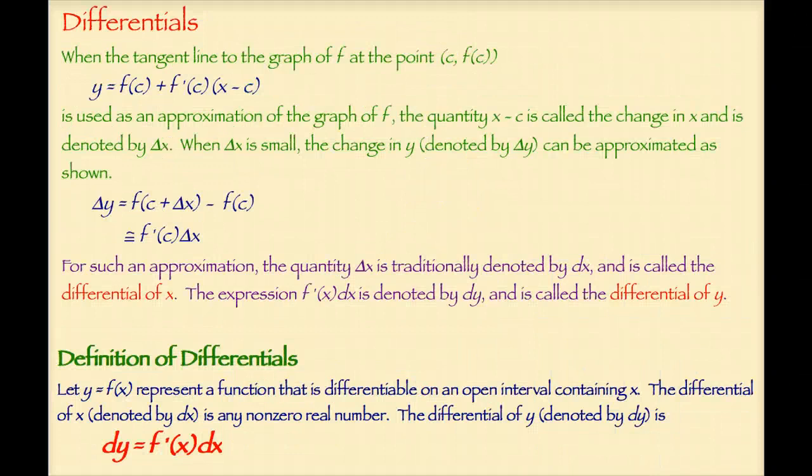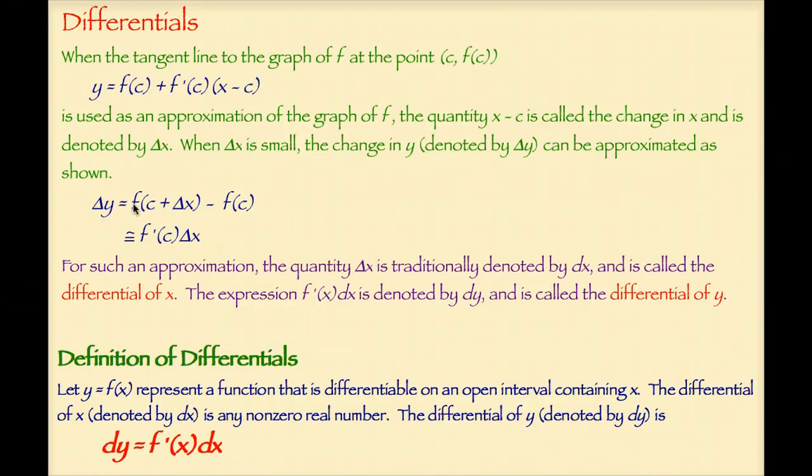Now let's talk about differentials. When the tangent line to the graph of f at the point c, f of c, here's the equation of that tangent line, is used as an approximation of the graph of f, the quantity x minus c is called the change in x and is denoted by delta x. We've seen this before. When delta x is small, the change in y, denoted by delta y, can be approximated as shown.